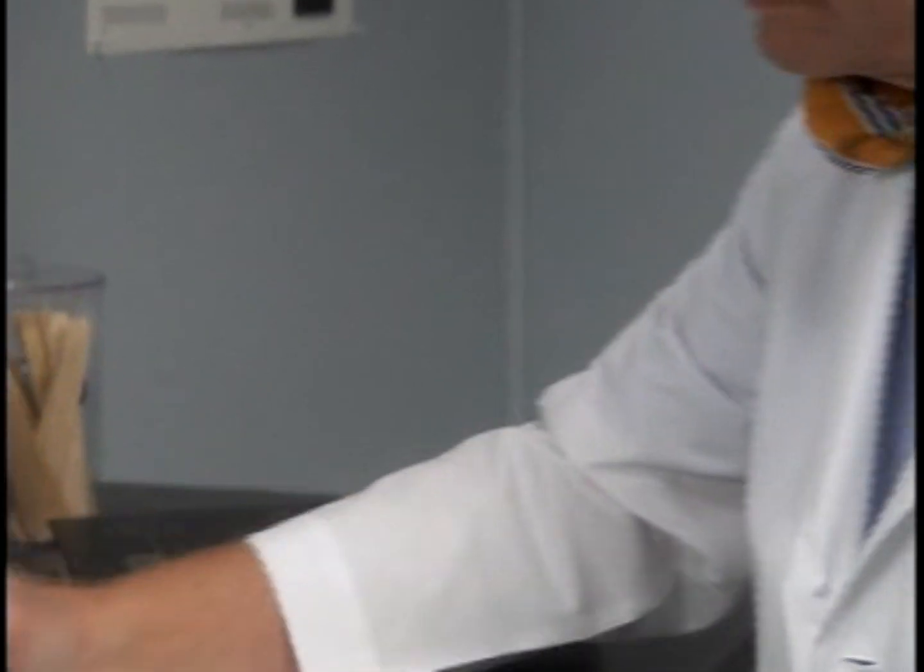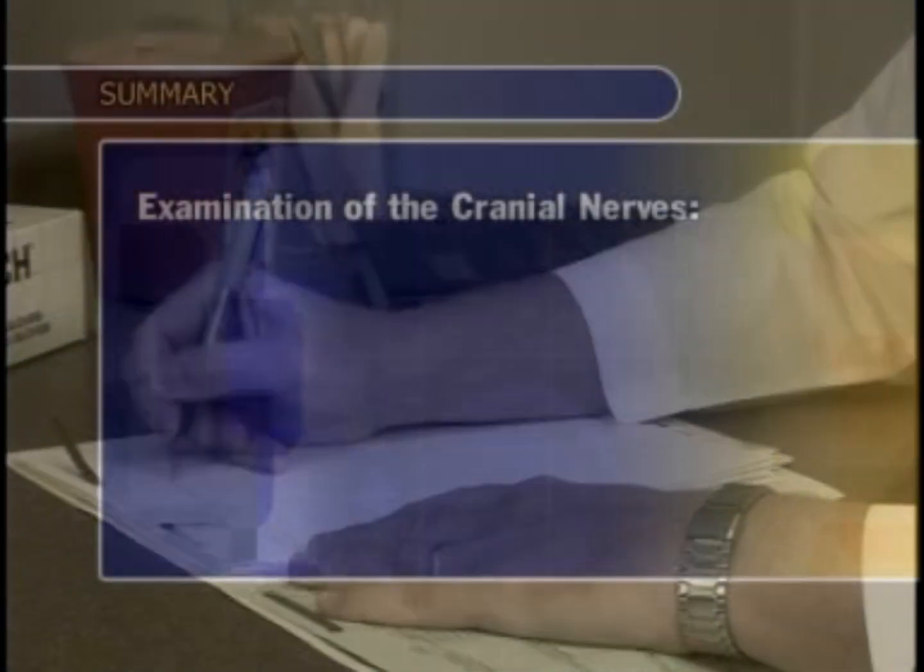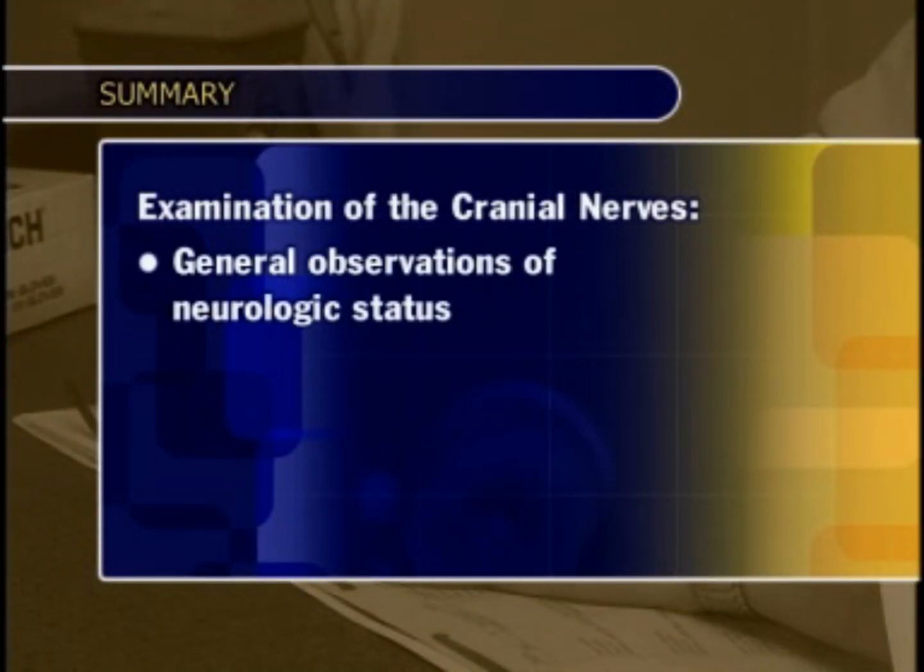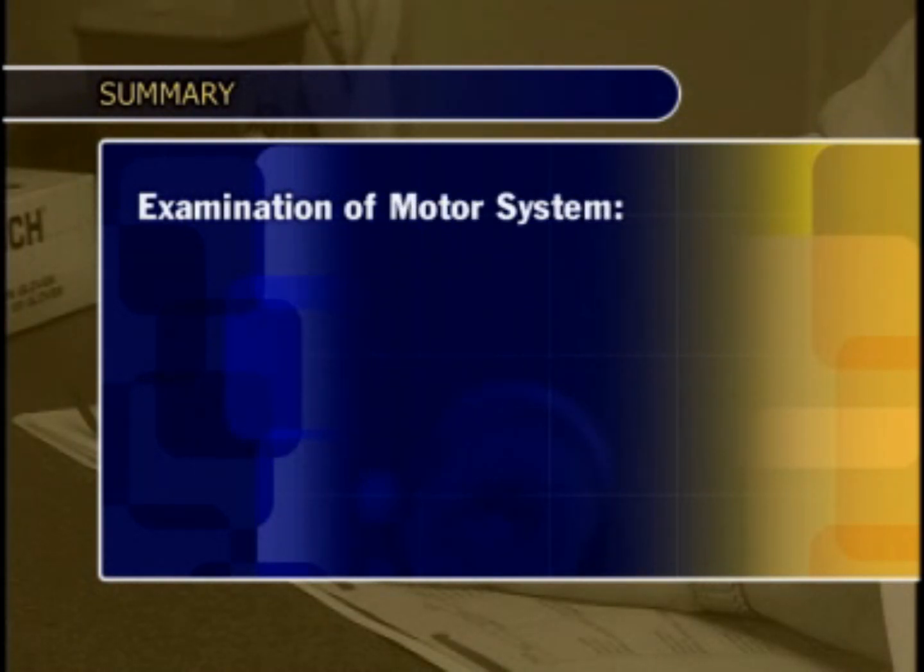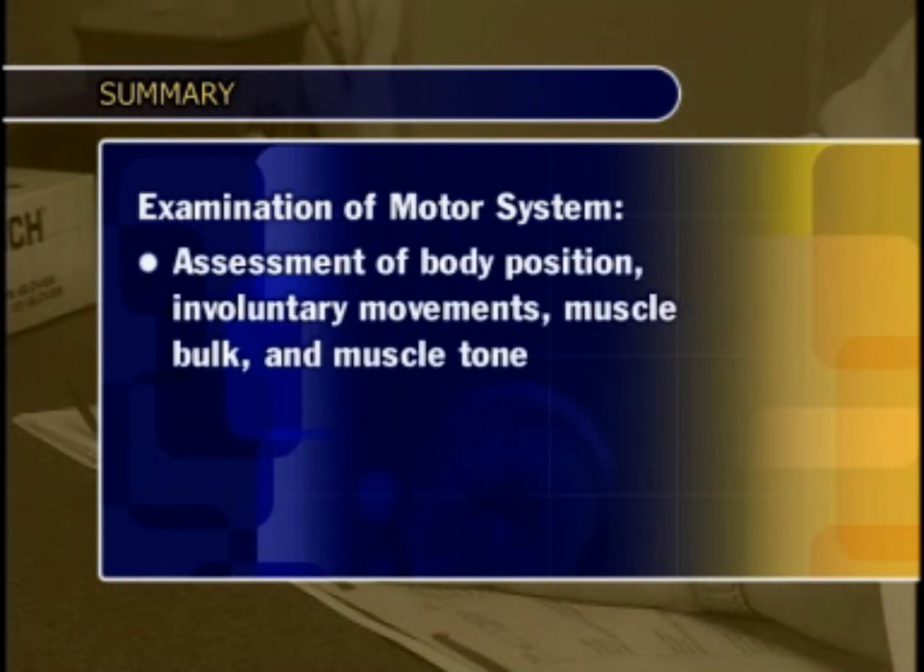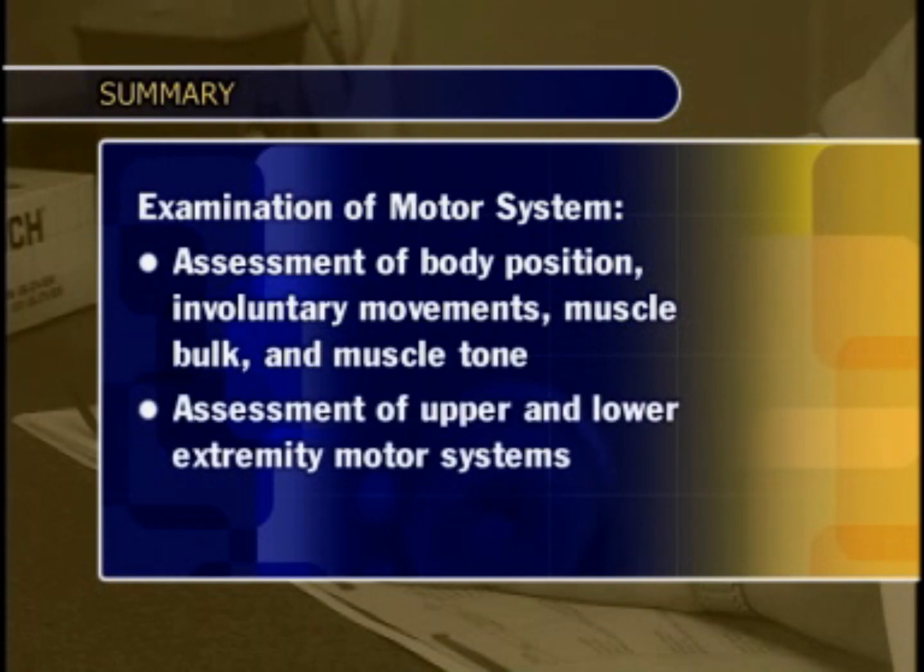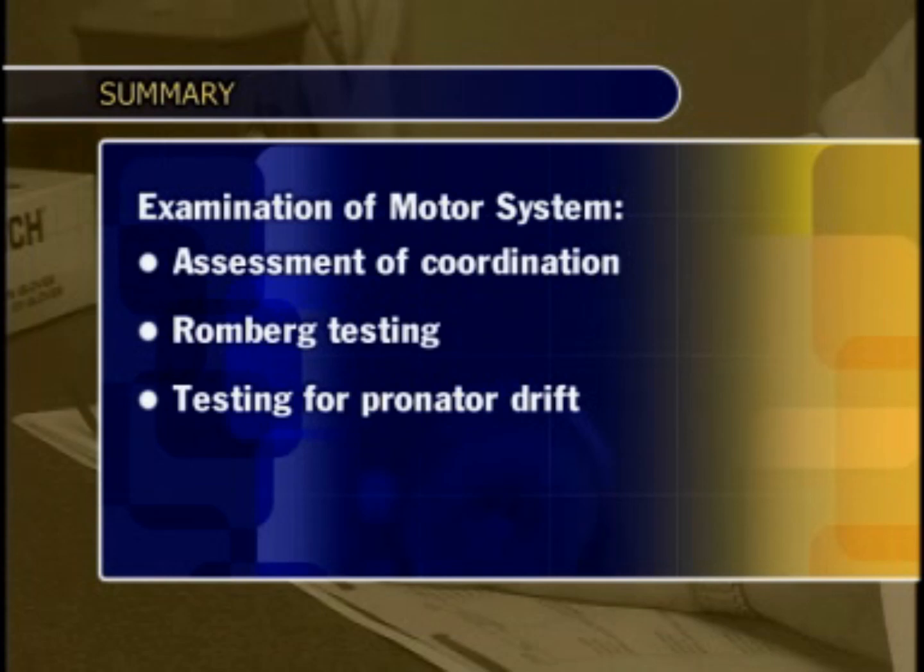To summarize, the examination of the cranial nerves includes general observations of neurologic status, an examination of cranial nerves 1 through 12, including assessment of the motor and sensory portions. The examination of the motor system includes assessment of body position, involuntary movements, muscle bulk, and muscle tone, assessment of upper and lower extremity motor systems, assessment of coordination, Romberg testing, and testing for pronator drift.